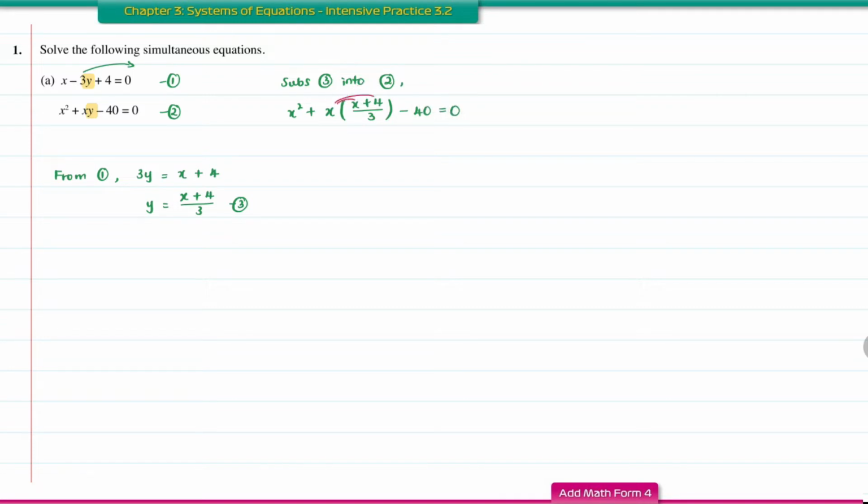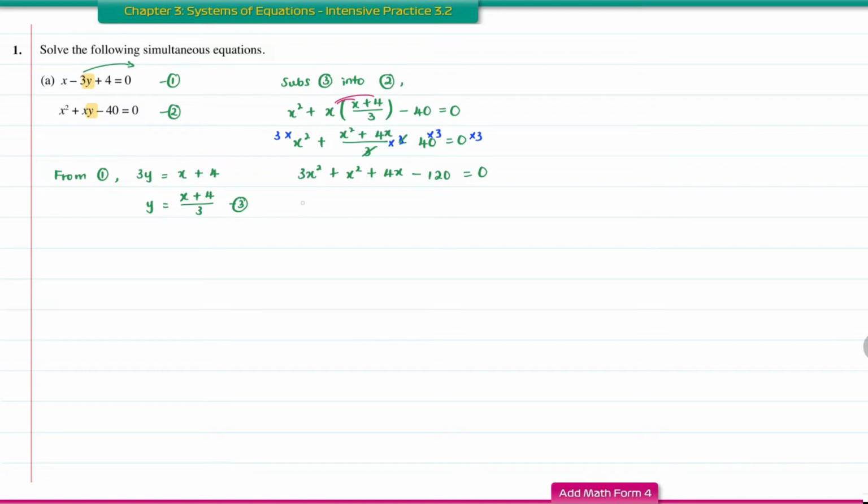Next I'm going to expand this part. Now, I want to get rid of the denominator 3 there, so I'm going to multiply each term by 3. What happens next is here you're going to have 3x squared. This number 3 here will be cancelled. Therefore, you're going to get x squared plus 4x here minus 120 equal to 0.